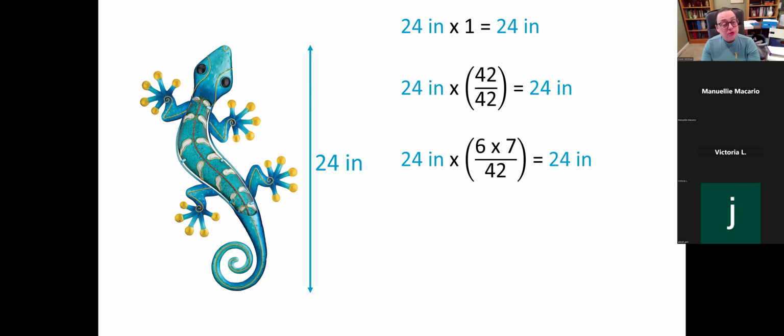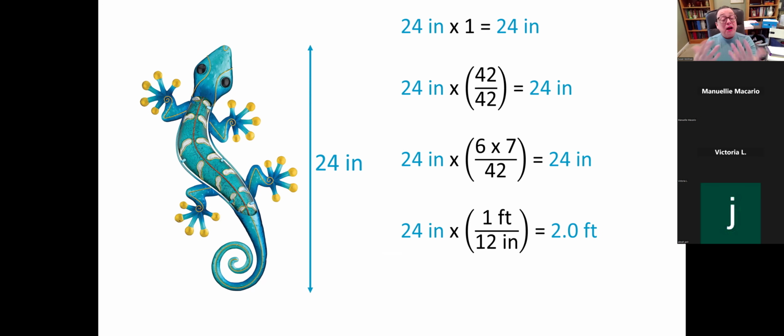Let's introduce our conversion factor that we had before. 12 inches equals 1 foot. Let's put it in there. 1 foot is the same as 12 inches. So let me write it like this. I will write it with the 1 foot part on top and the 12 inches part on the bottom. We are still multiplying by 1. You will note that my gecko has not changed size yet. He's still the same size.